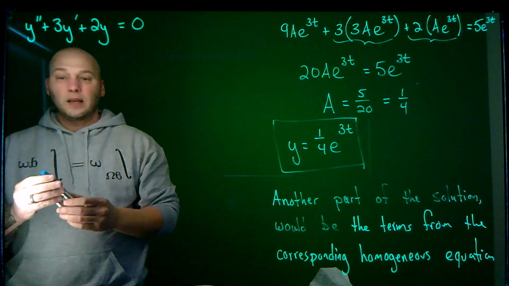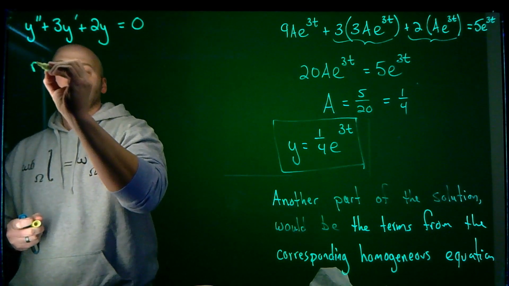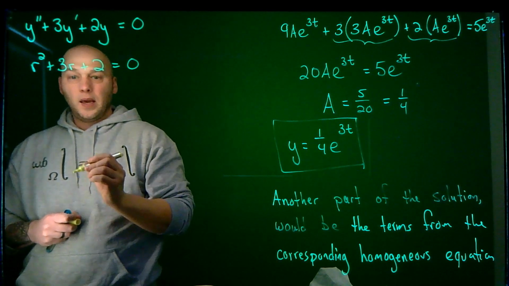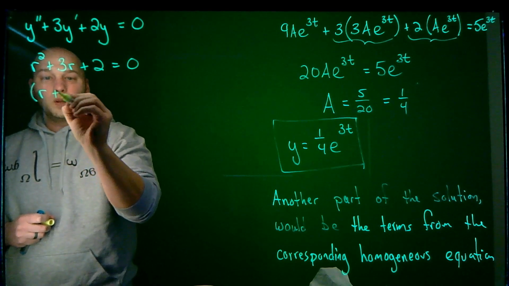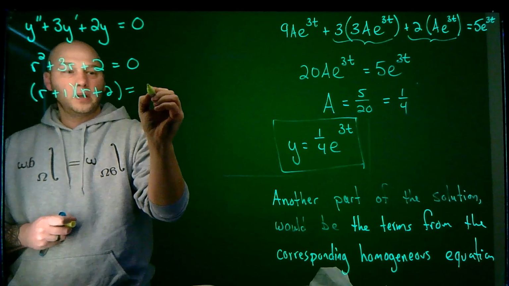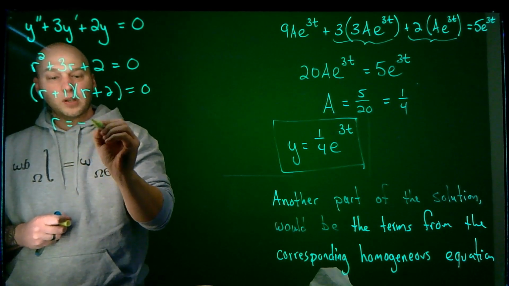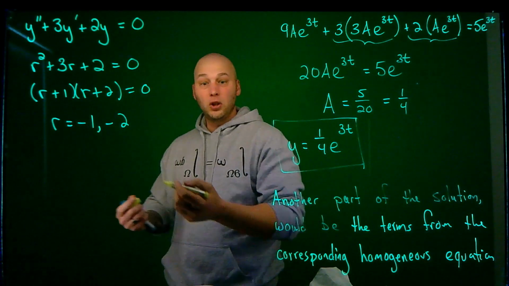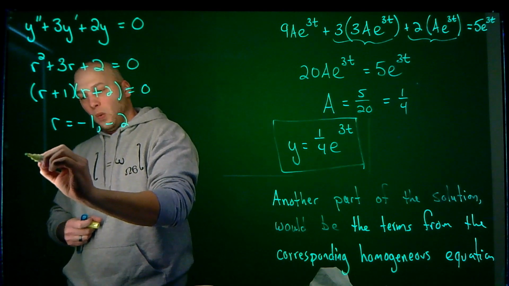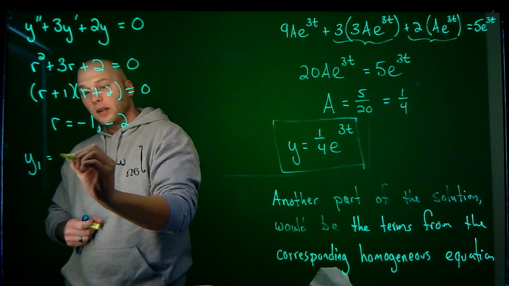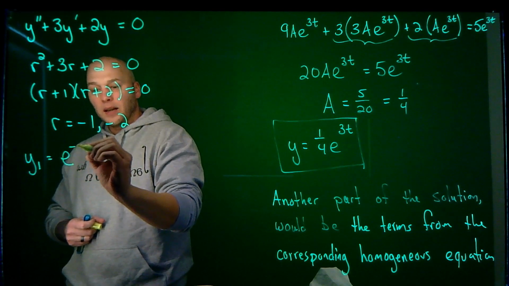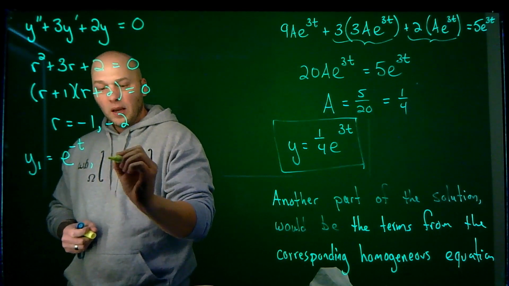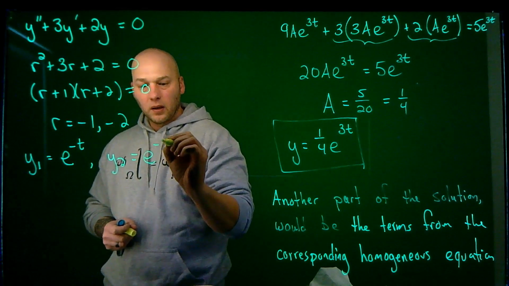Characteristic equation gives me the following: r squared plus 3r plus 2 is equal to 0. And this factors as r plus 1, r plus 2 equals 0. Therefore, the roots of the characteristic equation would be -1 and -2. This gives me two terms for the solution. I'll just label this as y1 is equal to e to the negative t, and then y2 would be e to the negative 2t.